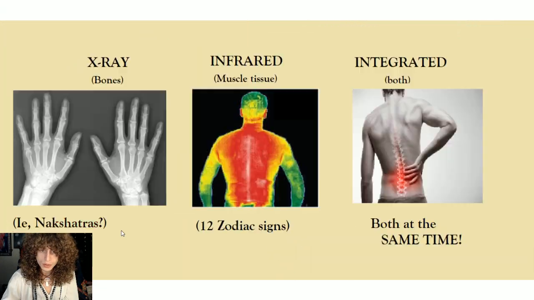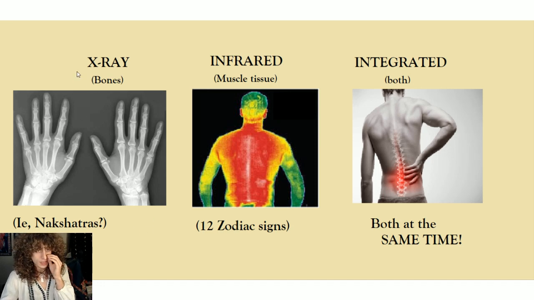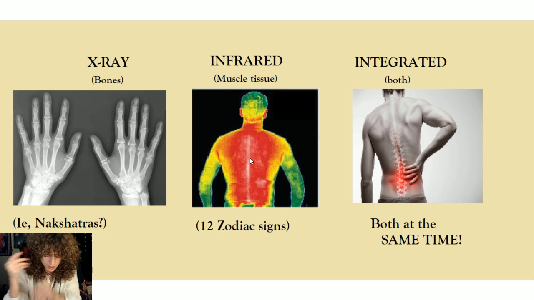So what you're basically seeing is two different dimensions of the same thing. One is like an X-ray vision, you're seeing the bones of this hand. One is infrared vision, it's the muscle tissue. It's two different layers of the same thing, namely the person whose name is on the horoscope. Now, this is why they must be overlaid.